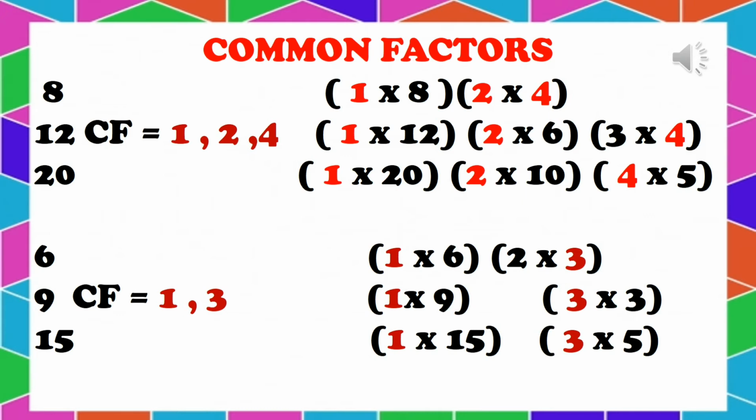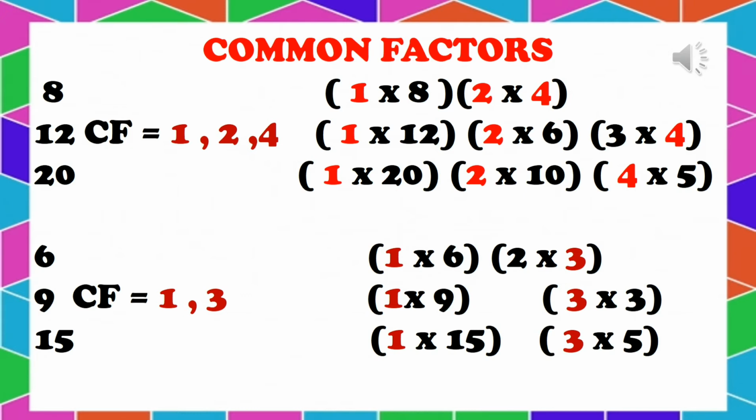So these numbers are what we call common factors. These numbers are used by 8, 12, and 20 as their factors. We call them common factors because these numbers are common to the three numbers. They are being used as a factor in getting 8, in getting 12, in getting 20. Okay, we have the next example.